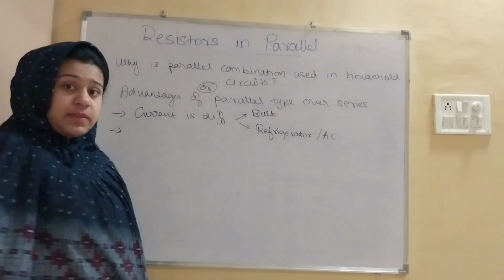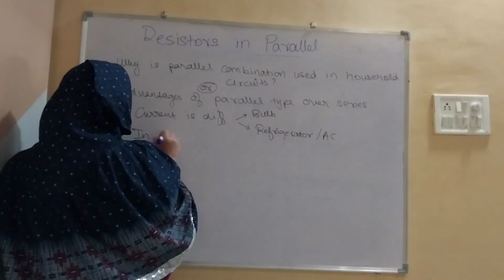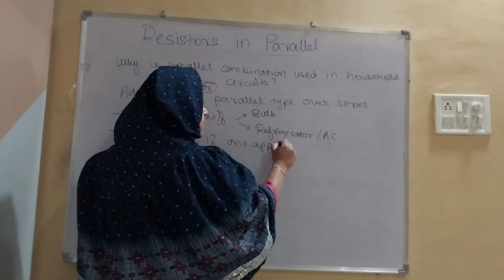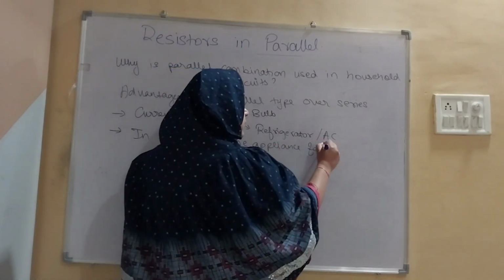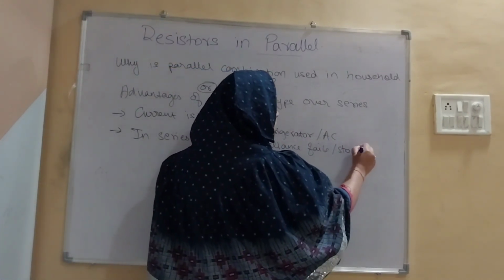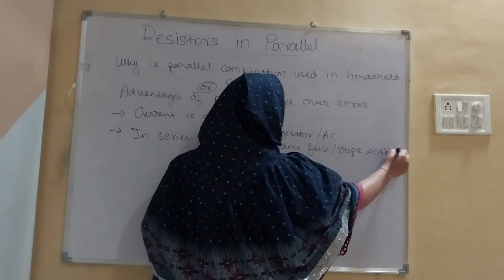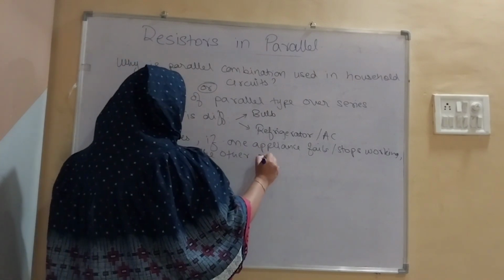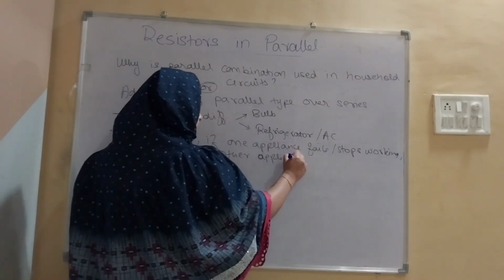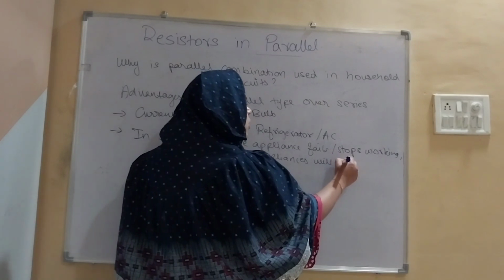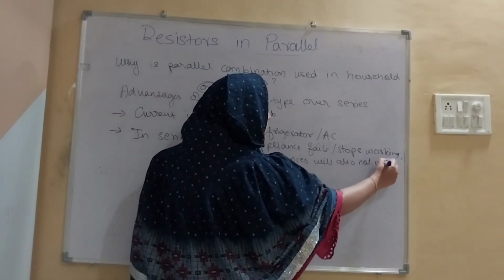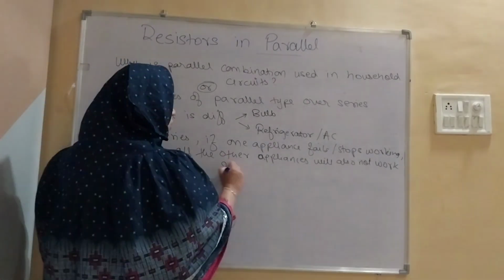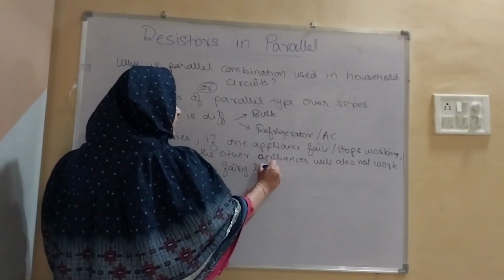सेकेंड रीजन इज कि इन सीरीज टाइप ऑफ कॉम्बिनेशन इफ वन अप्लायंस फेल्स या फिर stops working, all the other appliances will also not work. ठीक है. सीरीज टाइप में, अच्छा, दिवाली लाइट्स देखी होगी, विच वी कॉल एज फेरी लाइट्स. फेरी लाइट्स भी बोलते हैं उन्हें.